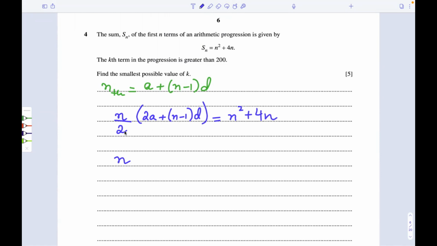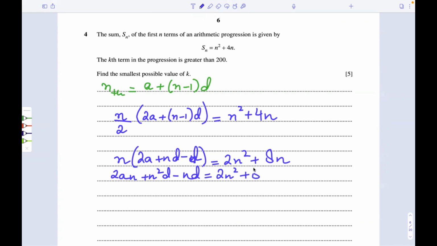Now, we can bring the 2 to the other side, and expanding this bracket, we will have 2a plus nd minus n is equal to 2n squared plus 8n. Now expanding this, we have 2an plus n squared d minus n. So this is d times 1, which is d. So this will become nd is equal to 2n squared plus 8n. Now the coefficient of n square over here is d, and over here it is 2. So we can deduce that the value of d is 2.